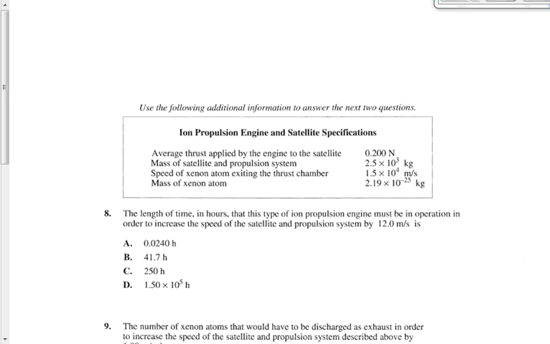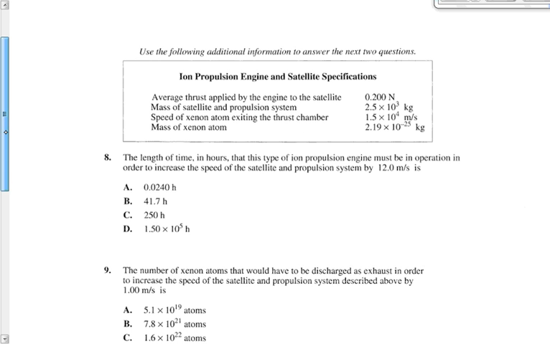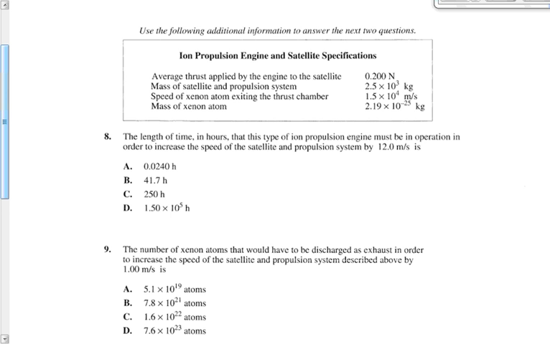Question number 8, which still goes with that original information a few pages ago. Got some data here, basically, right? And honestly, when we see some information like this where it's just numbers, we kind of breathe a sigh of relief because we know that we're not going to have to do a whole lot of reading, a whole lot of interpretation. It's probably going to be relatively straightforward if we know how to do the mathematical problems. The length of time in hours that this ion propulsion engine must be in operation to increase the speed by 12.0 meters per second is going to be what?